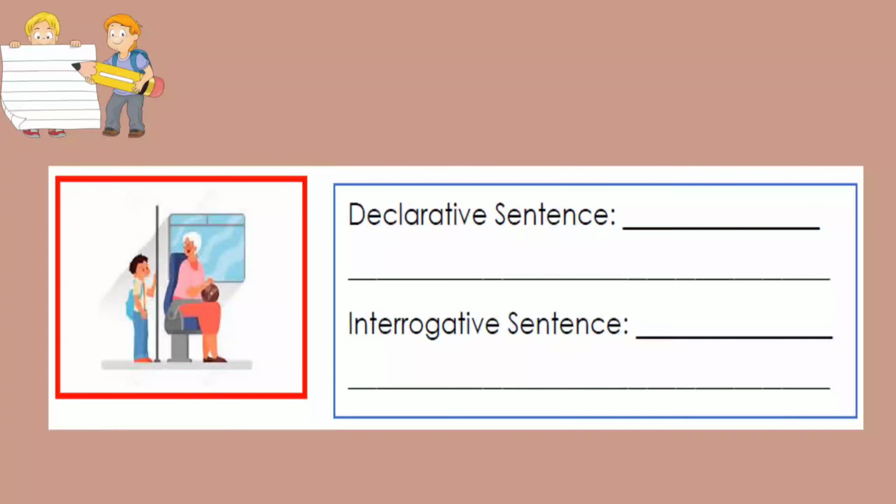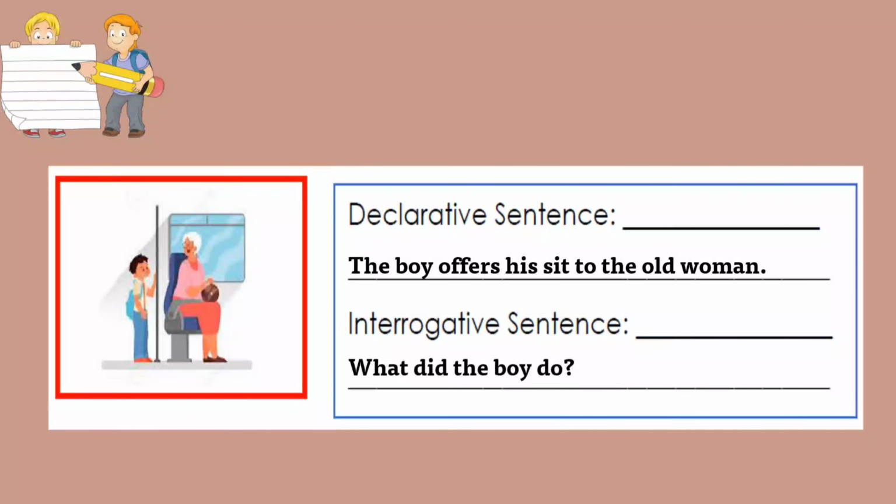Picture number 2. For declarative sentence. Great! The boy offers his seat to the old woman. And how about for interrogative sentence? That's good. What did the boy do?